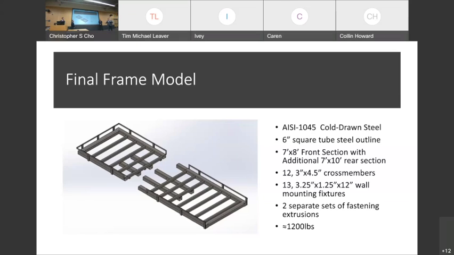We also have 2 separate sets of extrusions in order for fastening. Our 2 main ones in the middle are supposed to prevent any vertical displacement, bending, things like that. And our set of extrusions on the outside are supposed to prevent torsional displacement and twisting. And with our materials selected, we've estimated through SolidWorks the total weight of this frame to come to about 100 pounds.